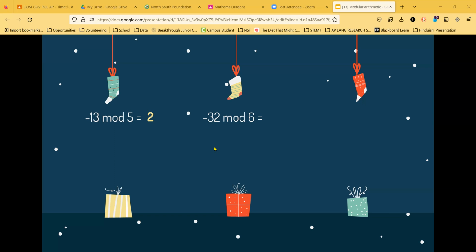Okay, yeah, you all are saying 4. That is correct. Again, we would try to find the greatest multiple of 6 that is less than negative 32, and that number is negative 36. And we would have to add 4 to negative 36 in order to get negative 32. So the answer is 4. What is negative 43 mod 5?